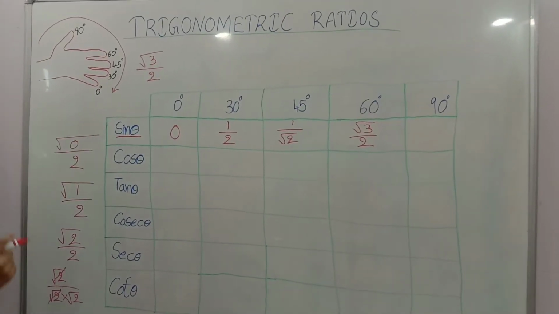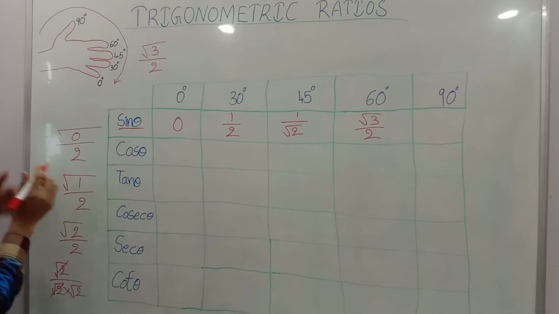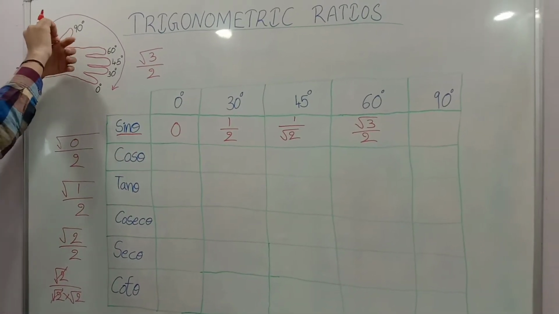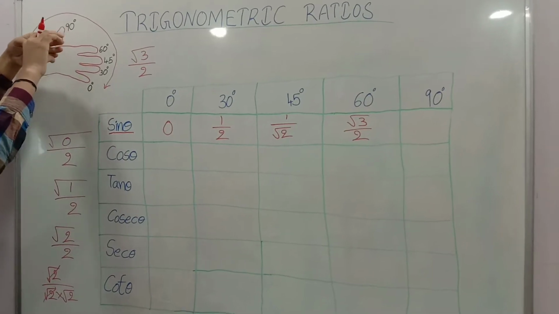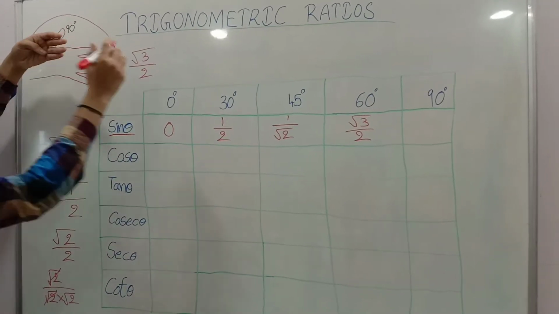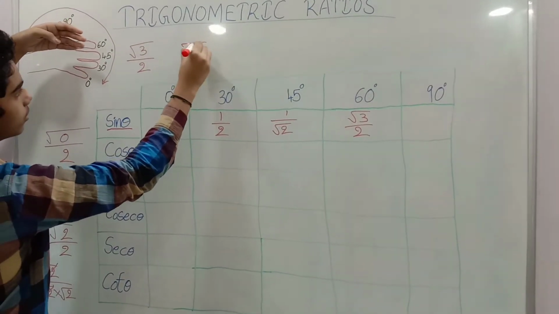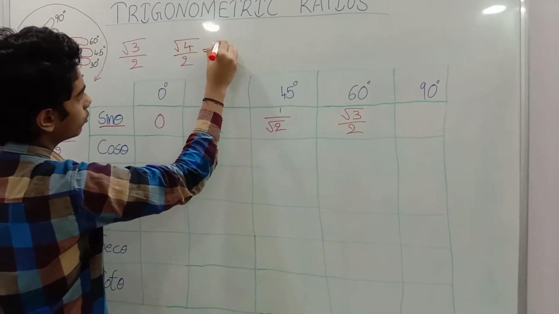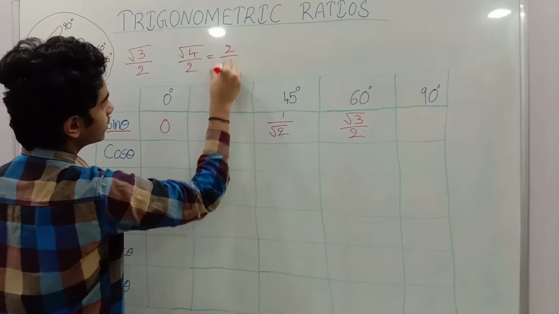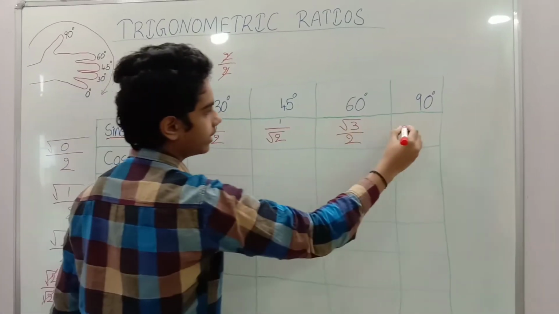Now let's write the value for sin 90. We assumed the thumb finger as 90 degrees. So we should close the thumb finger. We should write the fingers remaining. We have 4 fingers remaining. So the formula is root 4 by 2. Root 4 is nothing but 2, and 2 by 2 is 1. So sin 90 is 1.